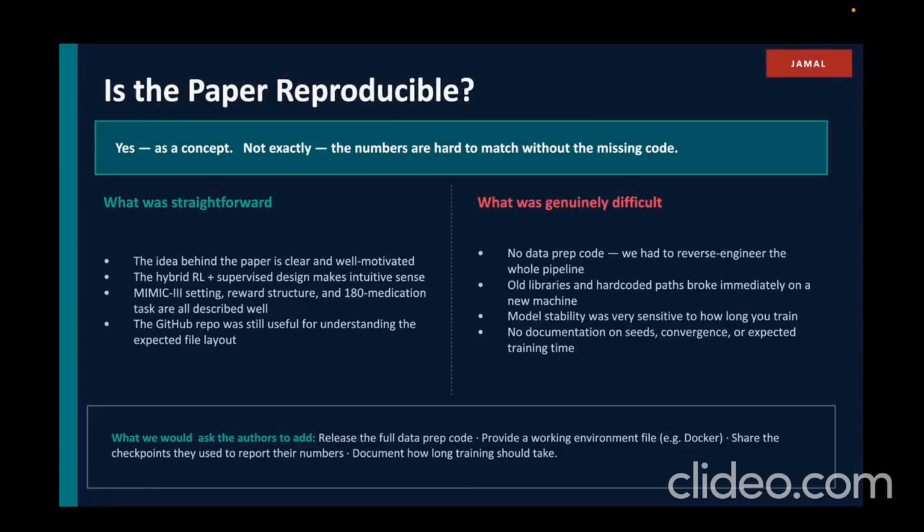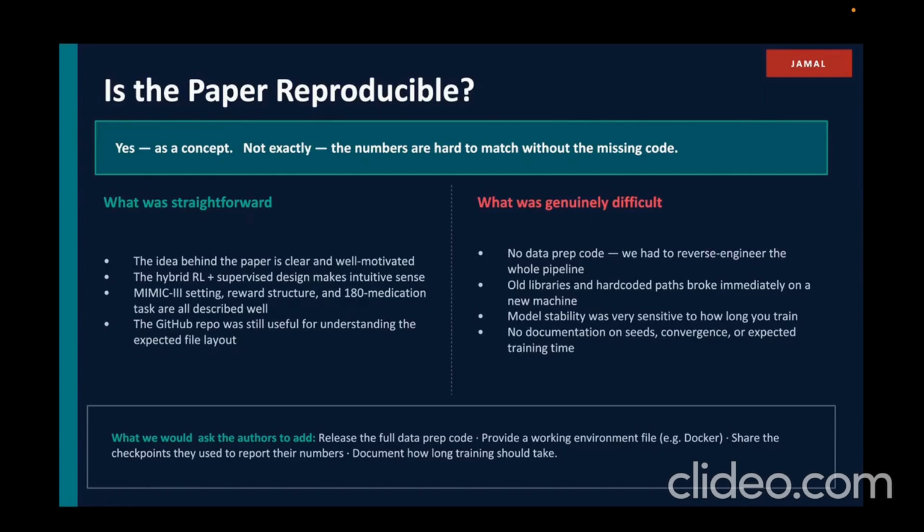Is the paper reproducible? Yeah, in theory, for what we have as a concept, we can reproduce it, but not exactly as code because we don't have the full code. But there are some things that we thought were very straightforward. For example, the idea behind the paper is clear and well motivated. Also, the design was very intuitive. The MIMIC-3 setting, reward structure, and 180 medication tasks are all described well. The GitHub was still useful even though we didn't have the full picture.